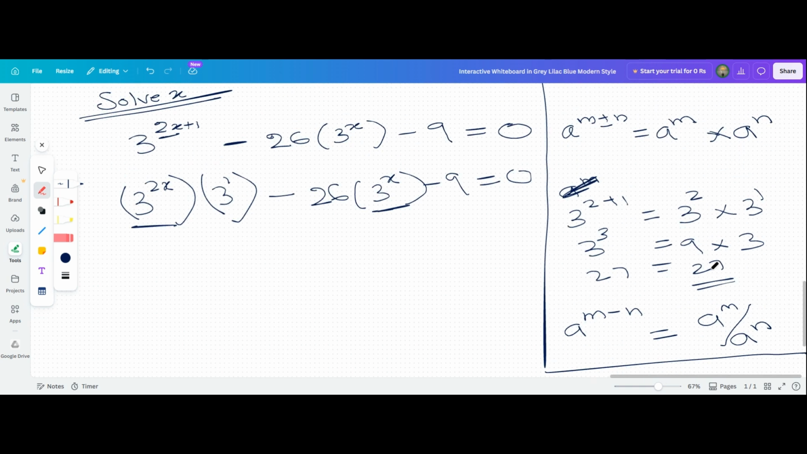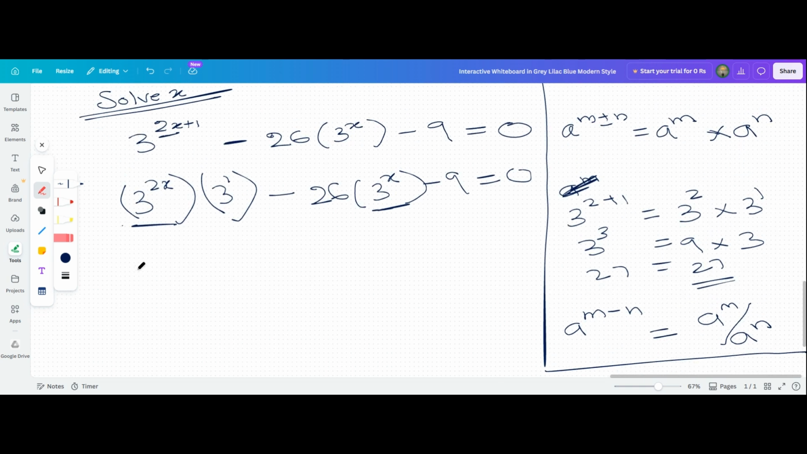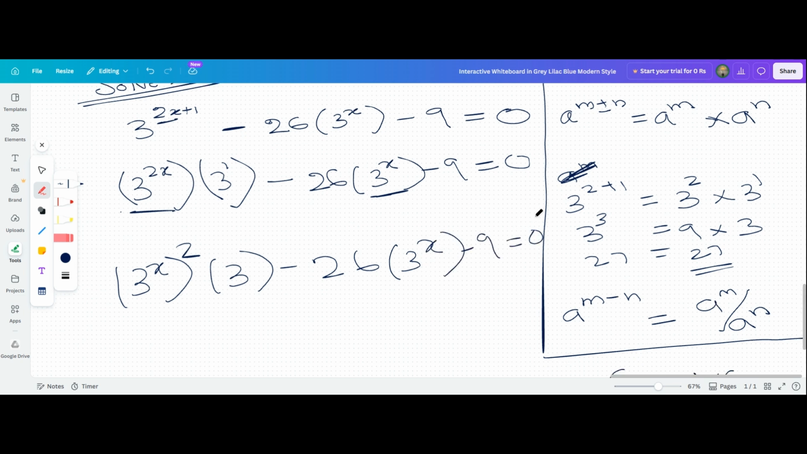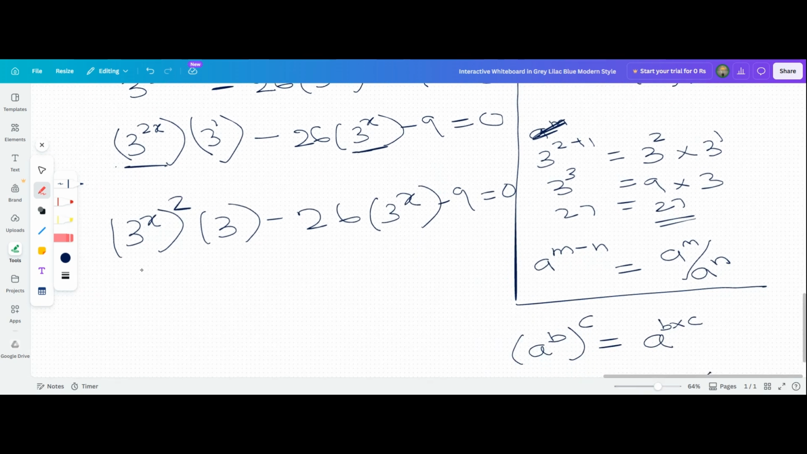So if you look at 3 to the power 2x, what does that mean? You can write this as 3 to the power x, whole thing to the power 2. So 3 to the power 1 is 3, minus 26 into 3 to the power x, minus 9 equal to 0. Now these both are the same. If you look closely, it looks like a quadratic equation, but not in the way you like.